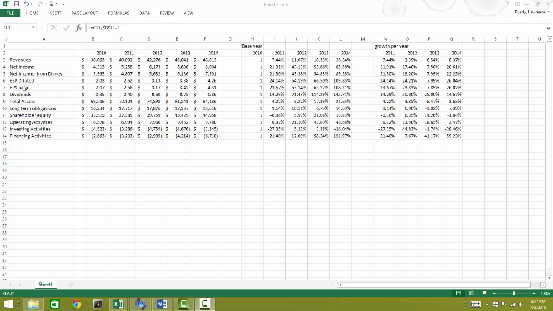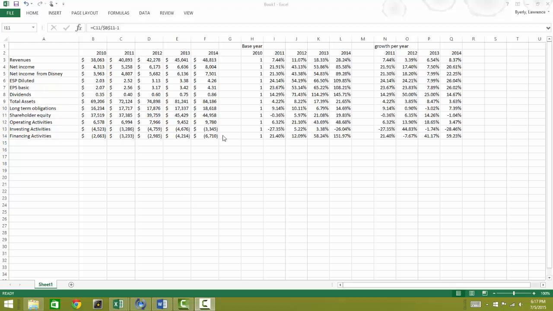You need to create this spreadsheet. You need to enter the line items. Some companies are much more complicated than others. Disney happens to be not all that complicated of a statement, but some will have more data than others will. But you can, again, just put down the labels, enter the information from the financial statements, and then really that's the hardest part.